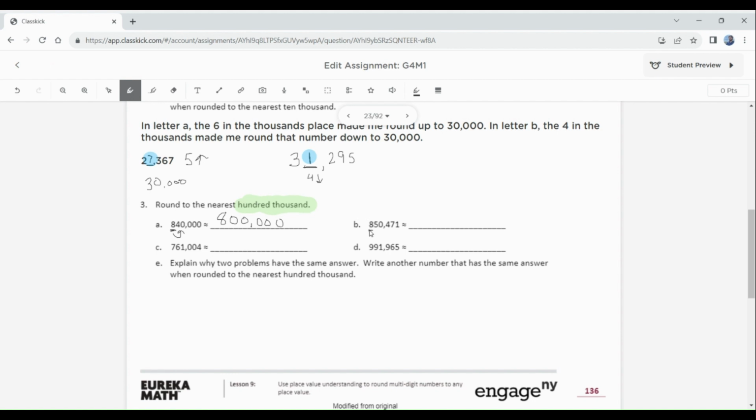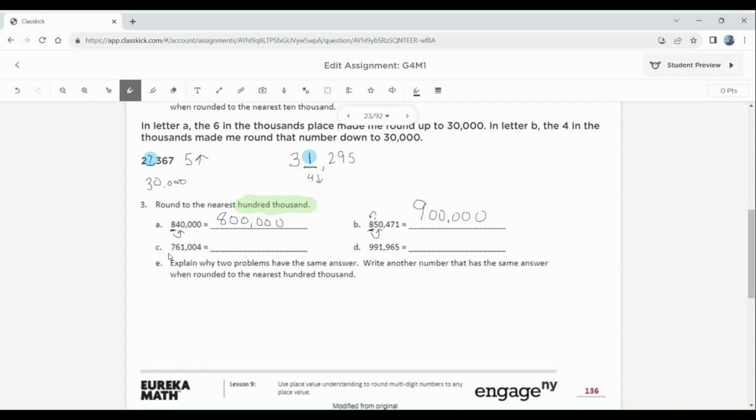Letter B, I have an 8 in my 100,000s place again, but this time if I look over at my 10,000s, there's a 5. Now with a 5, that means that I'm going to have to bump this 8 up to the next number. So this 5 is going to change this 8 to a 9, and all other digits change to zeros. So 850,471 would round up to 900,000. Again, 5, 6, 7, 8, or 9 in the next smaller place value will bump the place value that you're rounding up by 1.